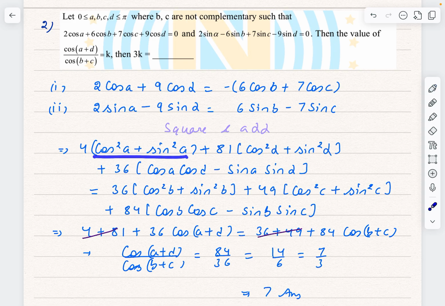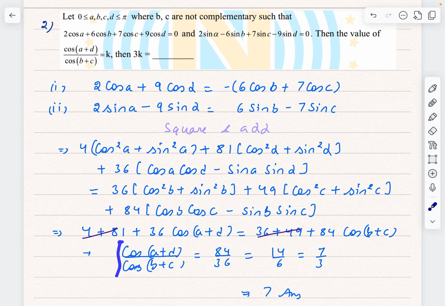Yes. So this will be 1, this will be 1, you get 4 plus 81 plus 36. Now this cos A cos B minus sin A sin B will be cos A plus B. So in this case, we get 36 cos A plus D. On the right side, we get 36 plus 49 plus 84 again cos B plus C. So 4 plus 81 will be 85, 36 plus 49 will be 85, they get cancelled out.